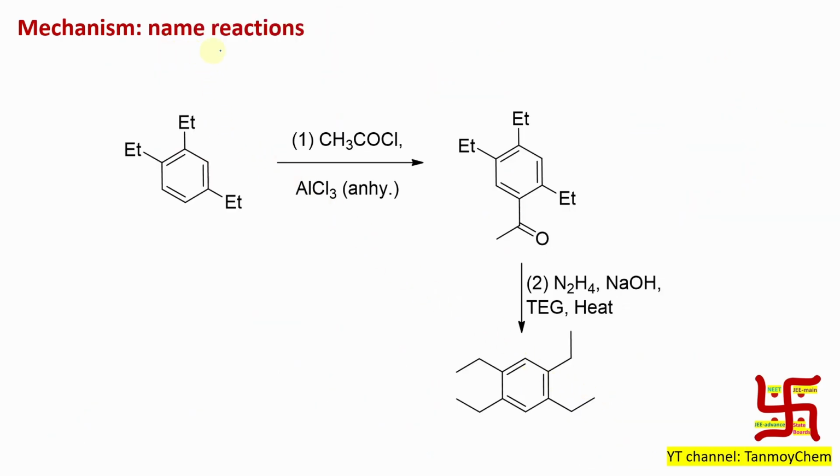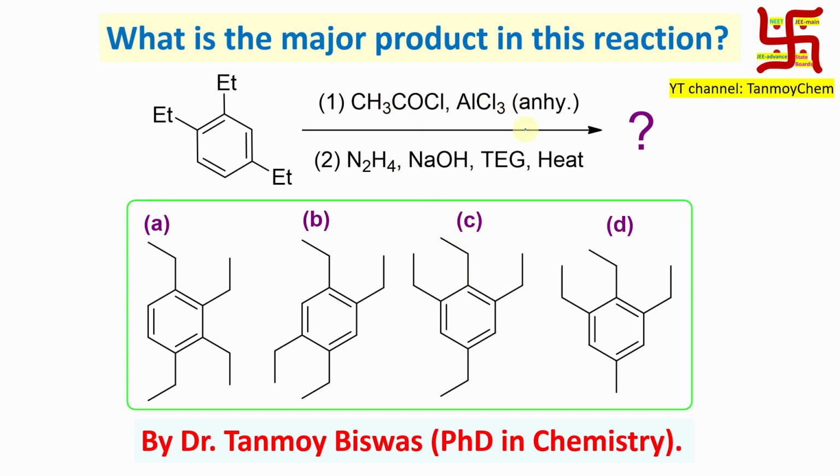Now, what are the name reactions? Overall the reaction is a Friedel-Crafts reaction, but it is a branch, Friedel-Crafts acylation. Why? Because in this reaction, the acyl group got attached to the benzene ring. That's why acylation. And the second part is actually Wolff-Kishner reduction. I have already dedicated a few videos to this WK reduction. You may visit them for further learning if you want to. So this is the product. Now, what is the major product? Obviously, option B is the major product.